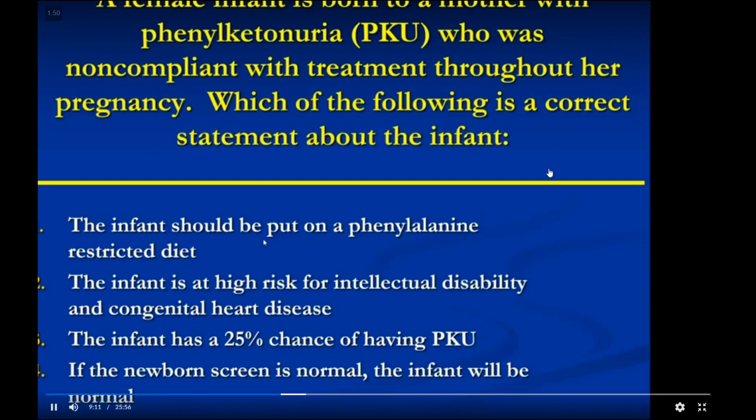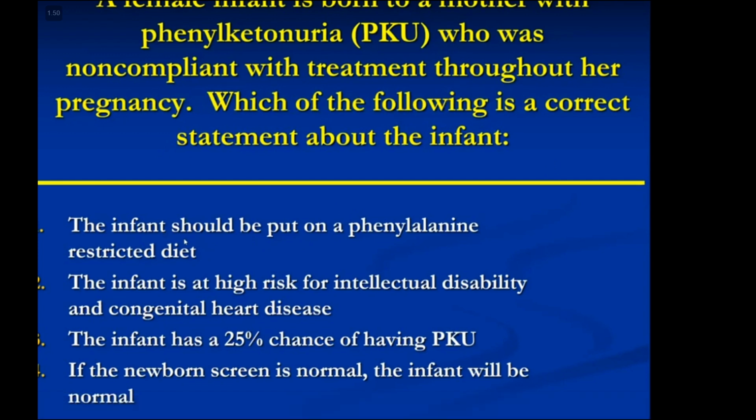So first of all, the infant should be put on a phenylalanine restricted diet. Well, the thing is, most of the time, the infant's not going to have PKU, right? Because the mom has 2 mutations and therefore has PKU. She's going to pass one of those mutations on. So the baby will usually be a carrier. Now you could say, okay, well the dad might be a carrier of PKU, or he might even have PKU, but we don't know that. So there is a small chance that the baby will have PKU, but the infant shouldn't be put on a phenylalanine restricted diet until you know that they have PKU. So that's not really the answer.